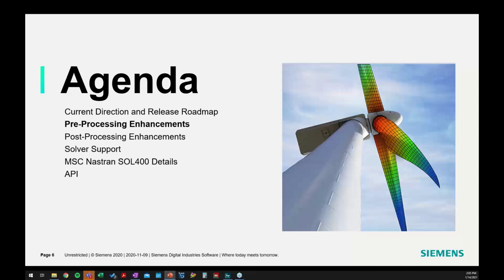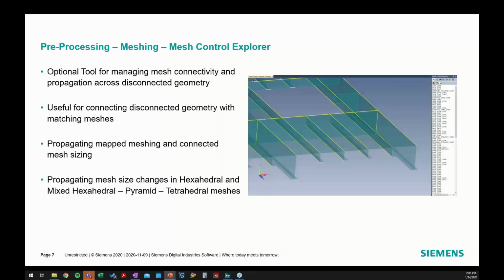All right, let's get into the updates to Femap for this year. In terms of pre-processing, there's a completely new toolbox introduced with 2021.1 called the Mesh Control Explorer. And it's an optional tool for managing your mesh connectivity and how your mesh propagates through disconnected geometry.